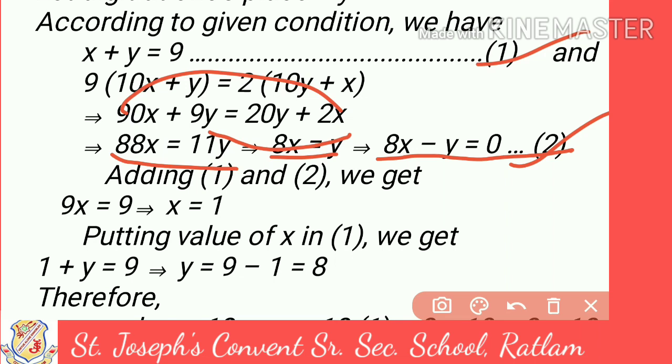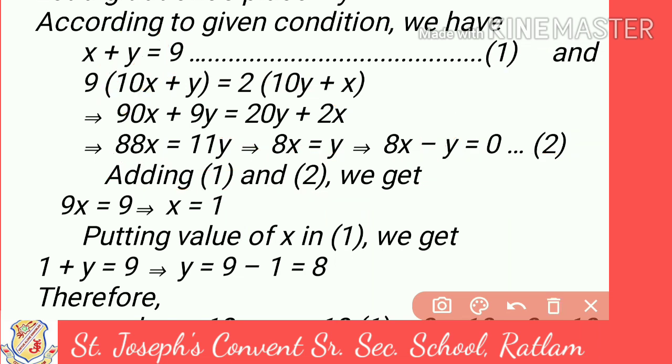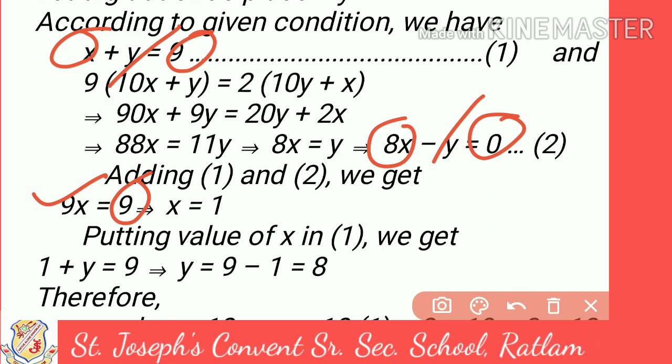Can you see and observe, in equation number 1 the variable y is positive y, and in equation number 2 the variable y is minus 1y. So simply if I add the two equations, that is adding equations 1 and 2, our main target, eliminating the variable y, will be obtained. So here we are simply adding equations 1 and 2. When you add, x plus 8x will give you 9x, plus y minus y cancel out, 9 plus 0 will give you 9. So this is what you are going to get: 9x is equal to 9.